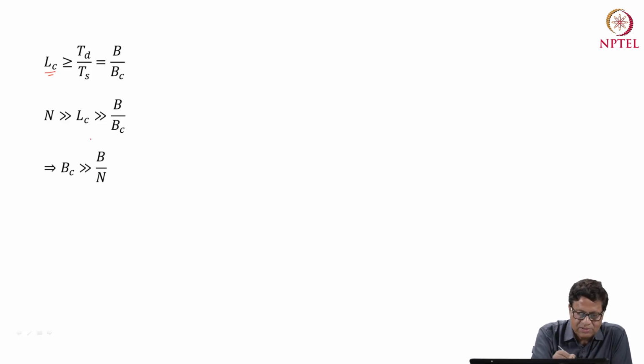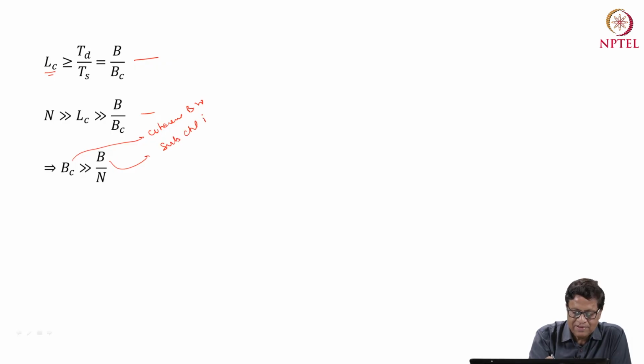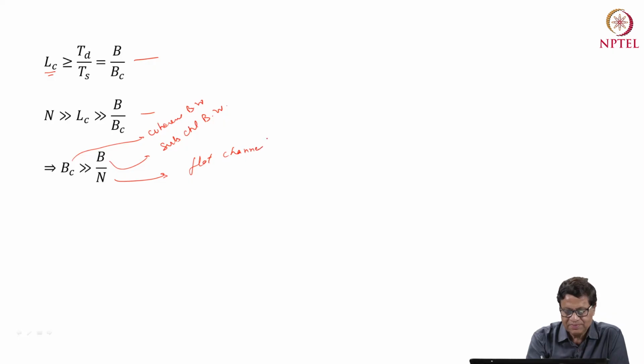Now let us understand this. So these two equations have come from whatever I had written in the last slide. So this BC is the coherence bandwidth, and B by N is the subchannel bandwidth. So if BC is greater than the subchannel bandwidth, then the system is actually a flat channel. This we have seen. We have come back to the same condition. All right.